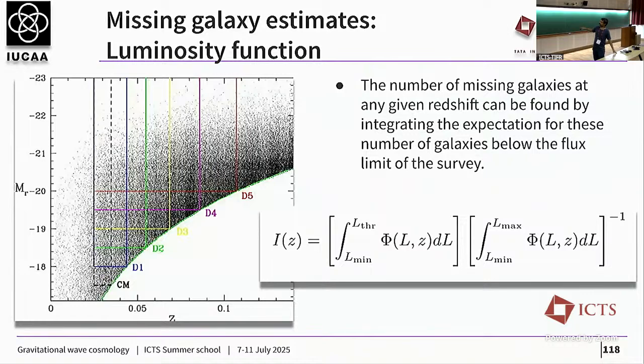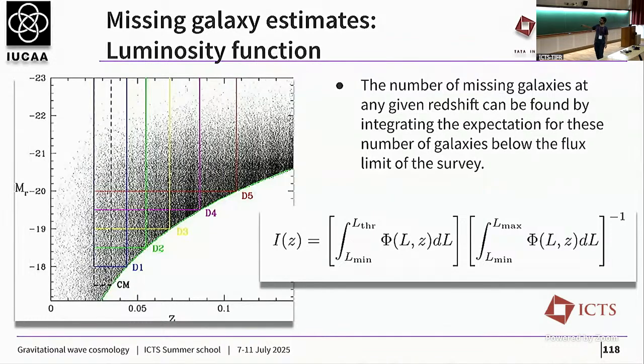The incompleteness, I'm not sure if I've written this correctly. No, this is okay, I think. So the incompleteness is you take some minimum threshold up to the luminosity threshold here, okay, and then divide by the galaxies from this luminosity threshold up to here. Right? So that's the incompleteness. This is correct.